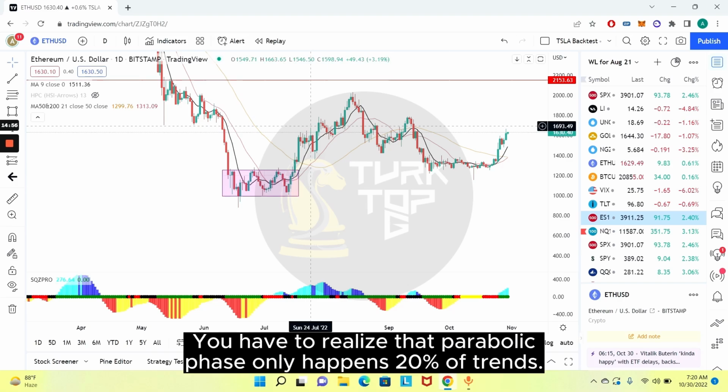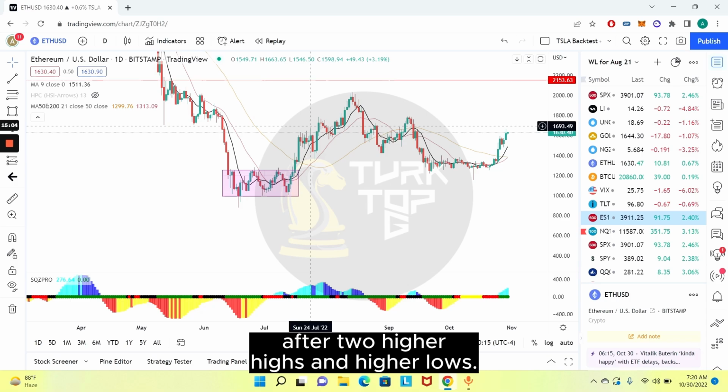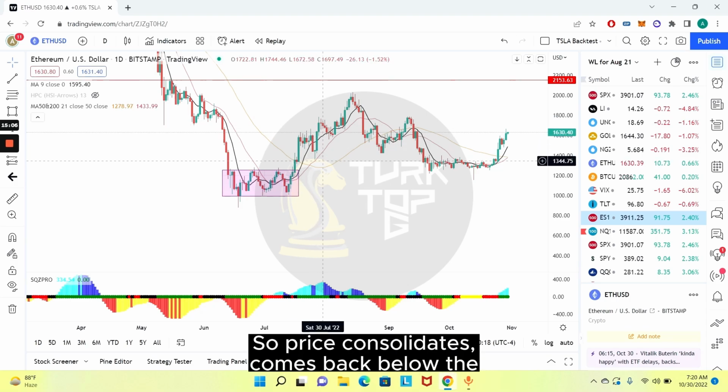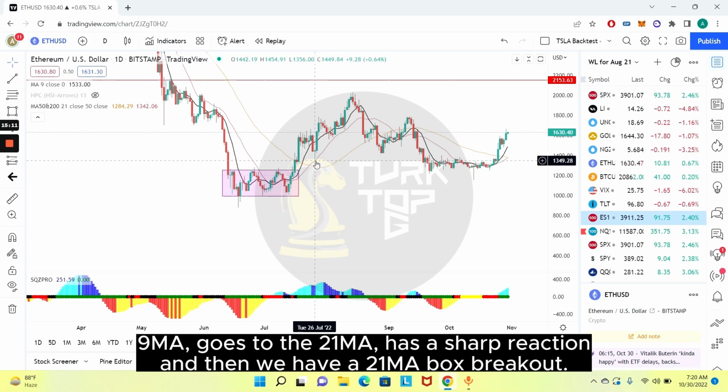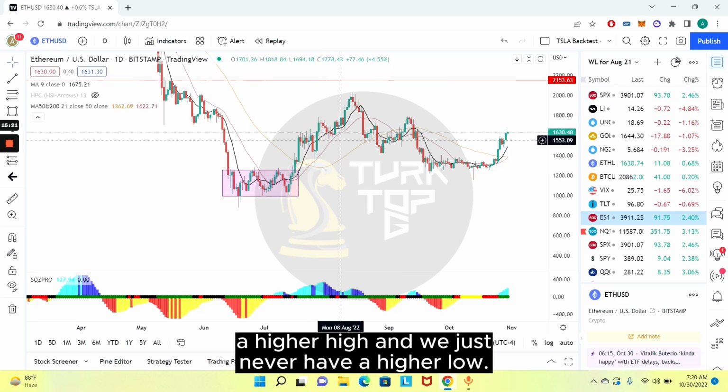You have to realize that the parabolic phase only happens in 20% of trends. 80% of the time we just go into the next consolidation after 2 higher highs and higher lows. So price consolidates, comes back below the 9 MA, goes to the 21 MA, has a sharp reaction, and then we have a 21 MA box breakout. This ends up being a failed breakout. We have a higher high and we just never have a higher low.